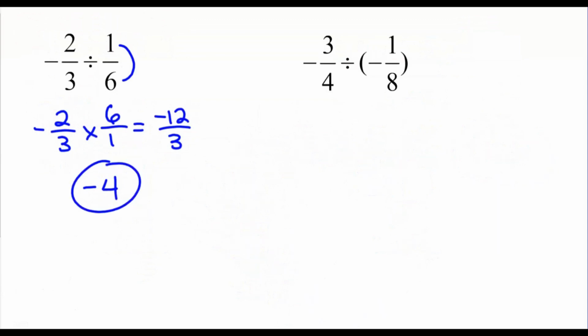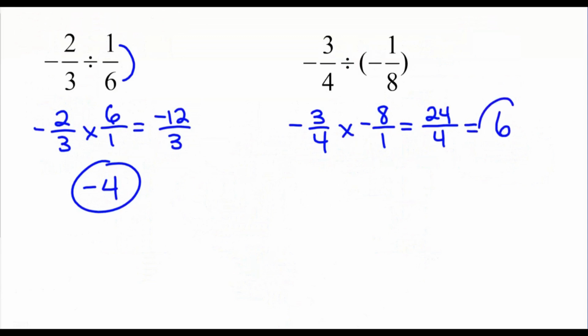Next one, negative 3/4 divided by negative 1/8. I'm going to keep the first fraction the same. I'm going to multiply by the reciprocal of negative 1/8, and that would be negative 8/1. Top times top is positive 24. Bottom times bottom, 4. And this simplifies to 6.